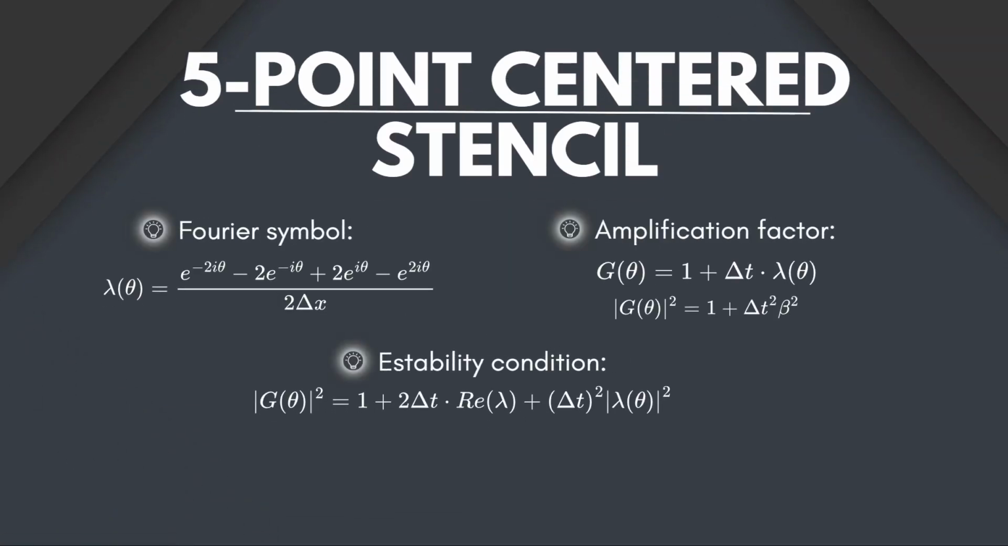Now we move on to the 5-point center stencil. In CFD, we usually prefer center schemes because they don't introduce artificial dissipation. However, for this equation, the Fourier symbol is purely imaginary, and the explicit Euler stability region does not include the imaginary axis, except at the origin. The amplification factor is always greater than 1. This theoretically proves that the central scheme is unconditionally unstable.